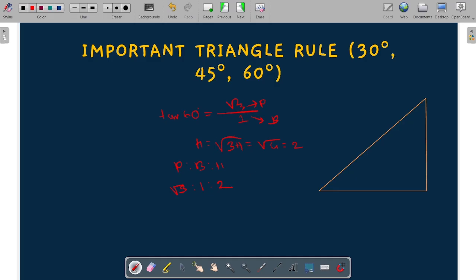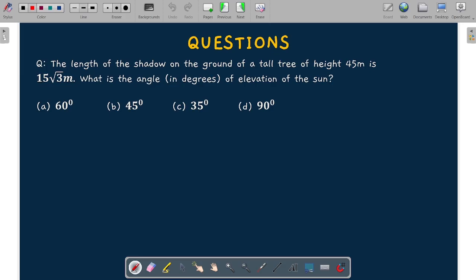These three triangles are extremely important because most exam questions are based on these angles. Now we will solve some important questions. Let's start with question number 1.